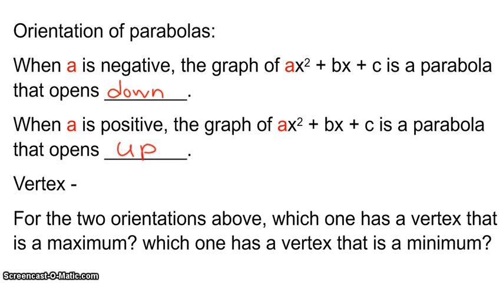For the two orientations above, which one has a vertex that is a maximum? And which one has a vertex that is a minimum? So when we think of a parabola that has a negative a, it's going to face down like a frown. So this would be considered a maximum. When a is positive, it's going to open up like a cup, and this is going to be a minimum vertex.